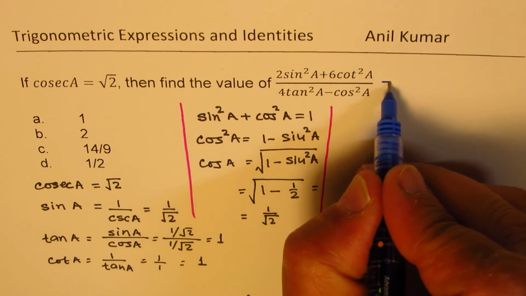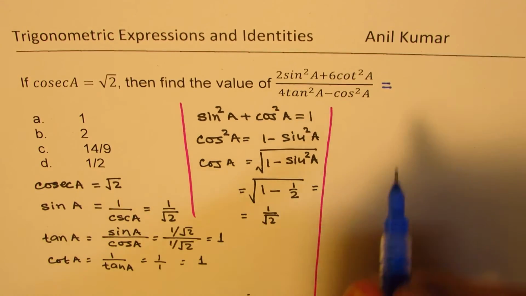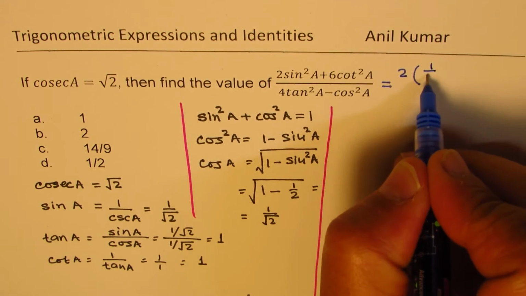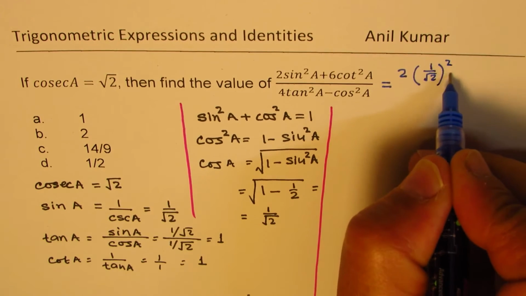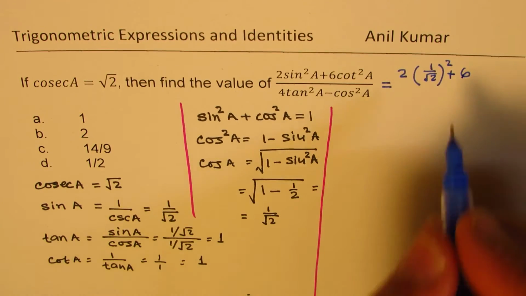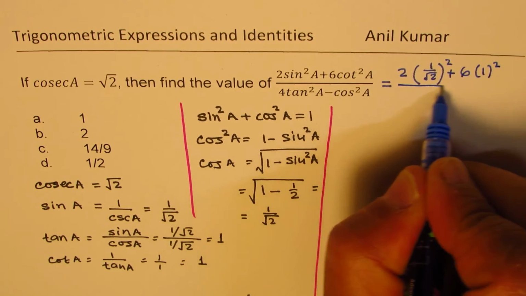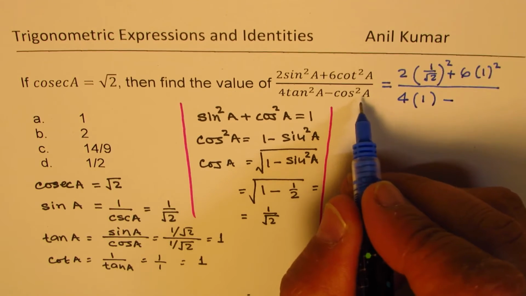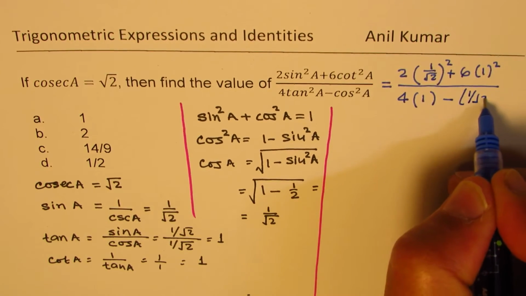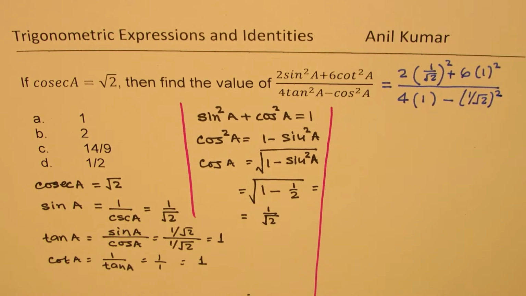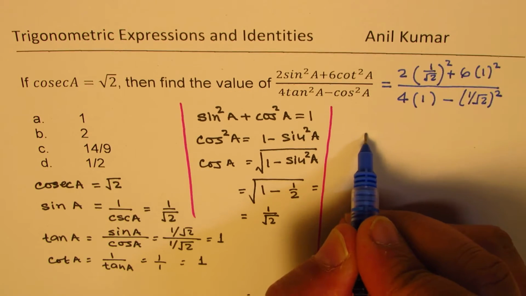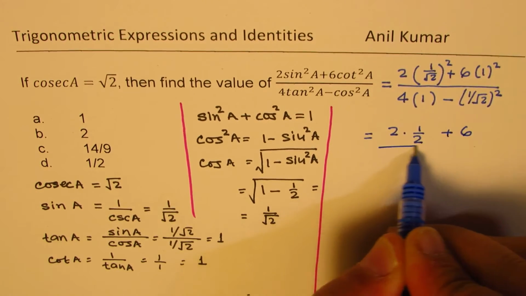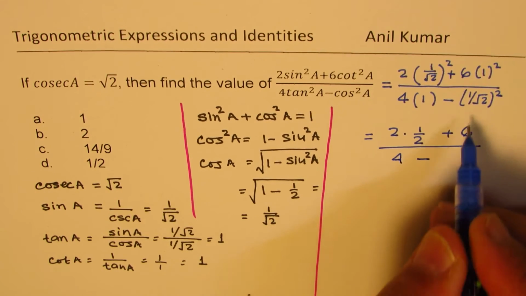So let's substitute here. We have 2 sine square A, that means 2 times sine, which is 1 over square root 2, the whole squared, plus 6 times cot, which is 1, squared, divided by 4 times the value of tan, which is also 1, minus cos square, which is 1 over square root 2 whole squared, correct? So when you open this bracket, you get 2 times 1 over 2 plus 6, everything divided by 4 minus half.